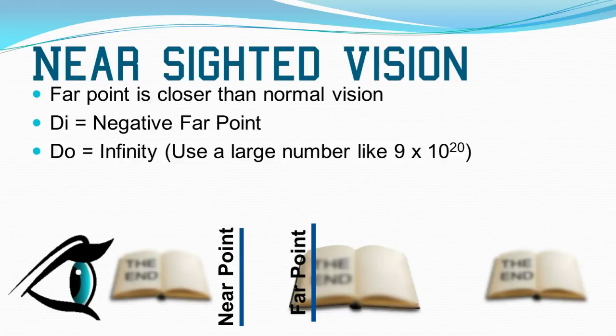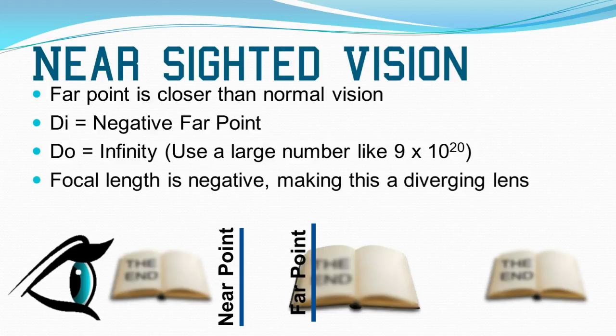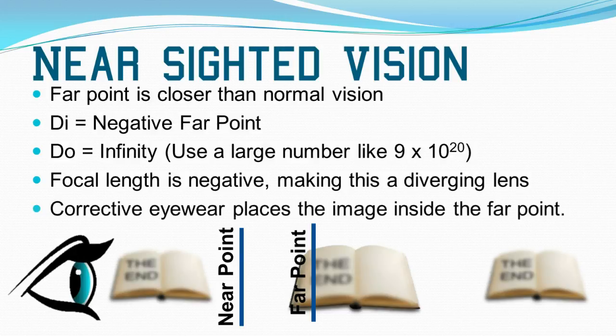The object's distance, we would use infinity, or in this case use a large number like 9 times 10 to the 20th, a number that's so big it might as well be infinite compared to what we can perceive. The focal length ends up being negative, which makes this a diverging lens. Corrective eyewear places the image inside the far point, so it corrects what's already going on with the eye and moves that image. It does this because we have two lenses that are interacting, the lens in your eye and the lens in the contact or glasses.